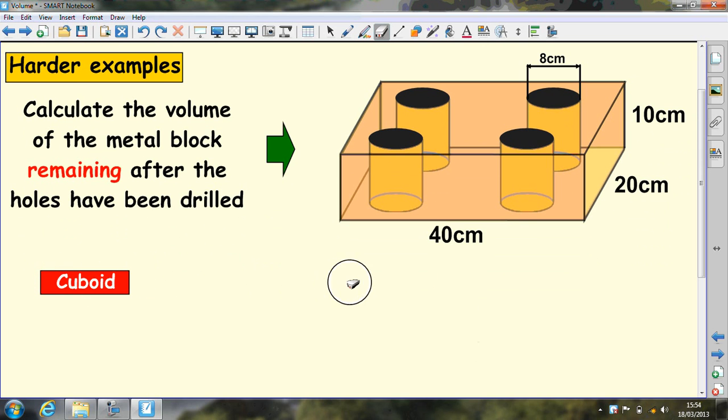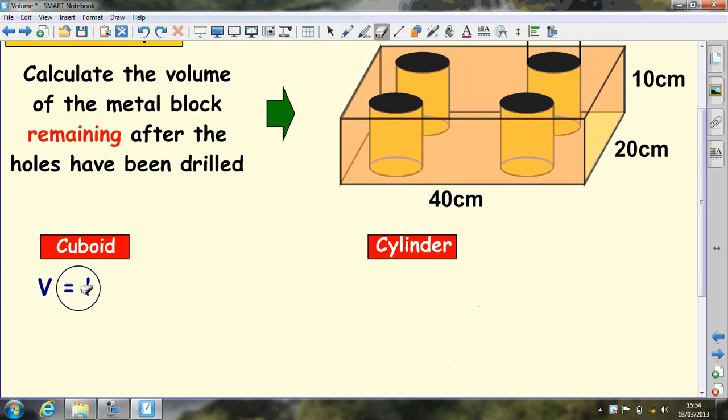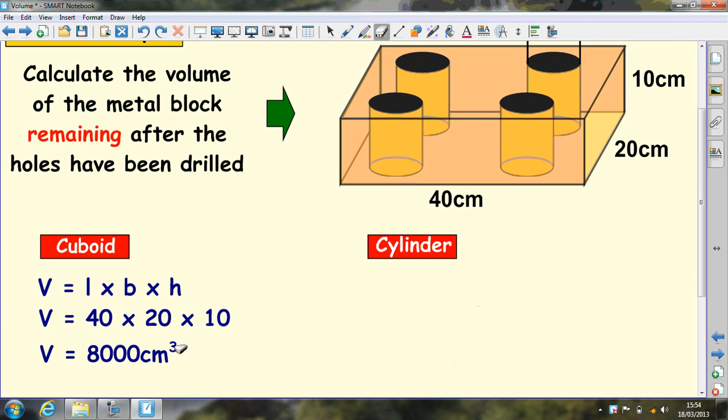So cuboid and cylinder. Now, to get the volume of a cuboid, that's not in your formula sheet. You should know that from your earlier maths, and it's V equals length times breadth times height. That would be 40 times 20 times 10. And that comes out to 8,000 centimetres cubed.